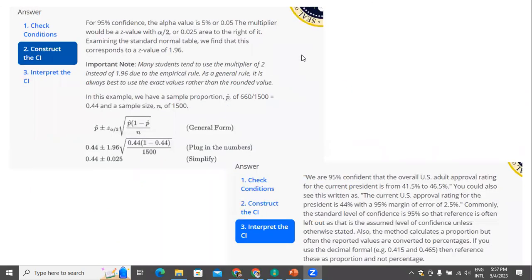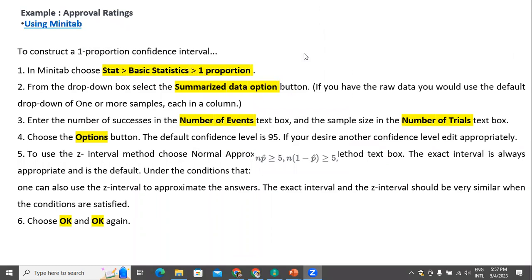Any questions up to this point? Okay, so here we have the Minitab. Here we have the Minitab steps. To follow in Minitab, choose first Stat, Basic Statistics, and One Proportion. From the drop-down box, select the Summarized data option button. If you have the raw data, you would use the default drop-down.